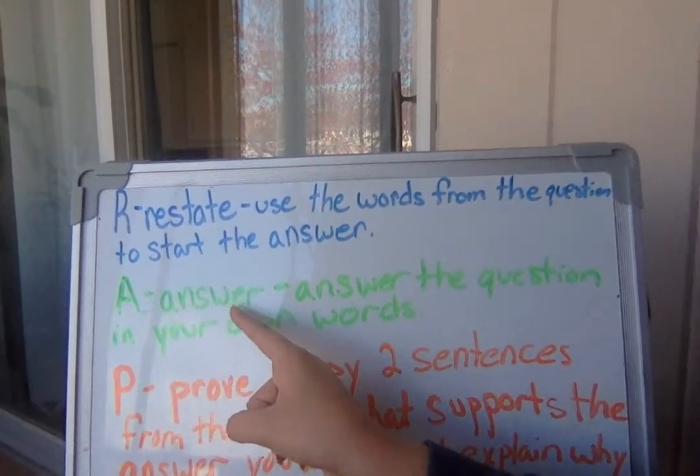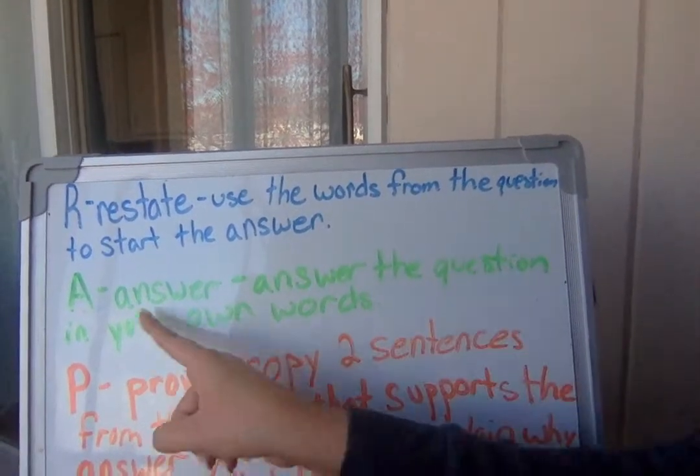A stands for answer. Answer the question in your own words. So you do the restate and the answer because they go together. And this part is you just giving an answer, but you're using your words. You're not copying anything. You're using your words, whatever you think the answer is.